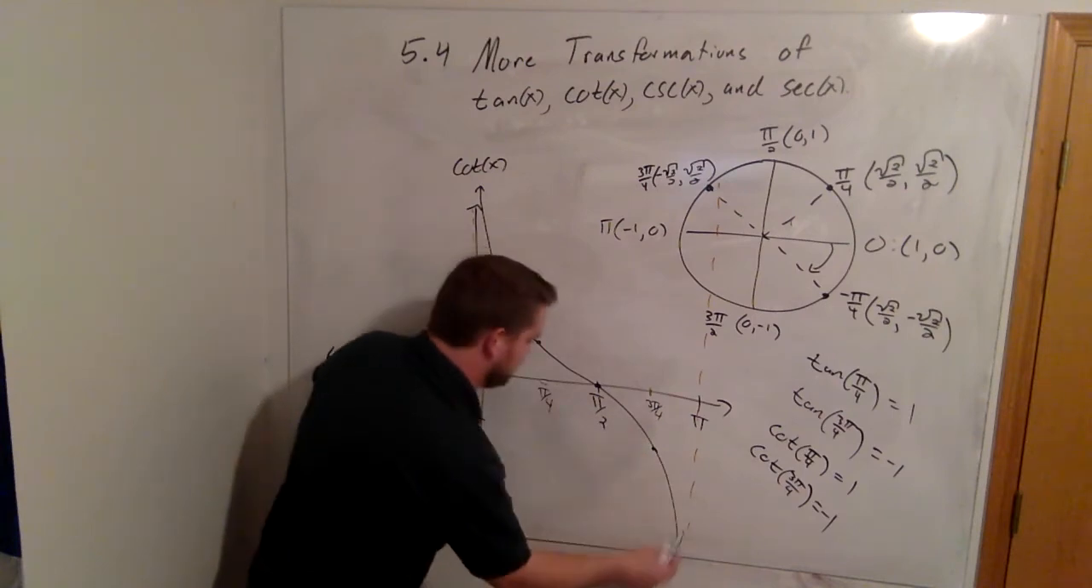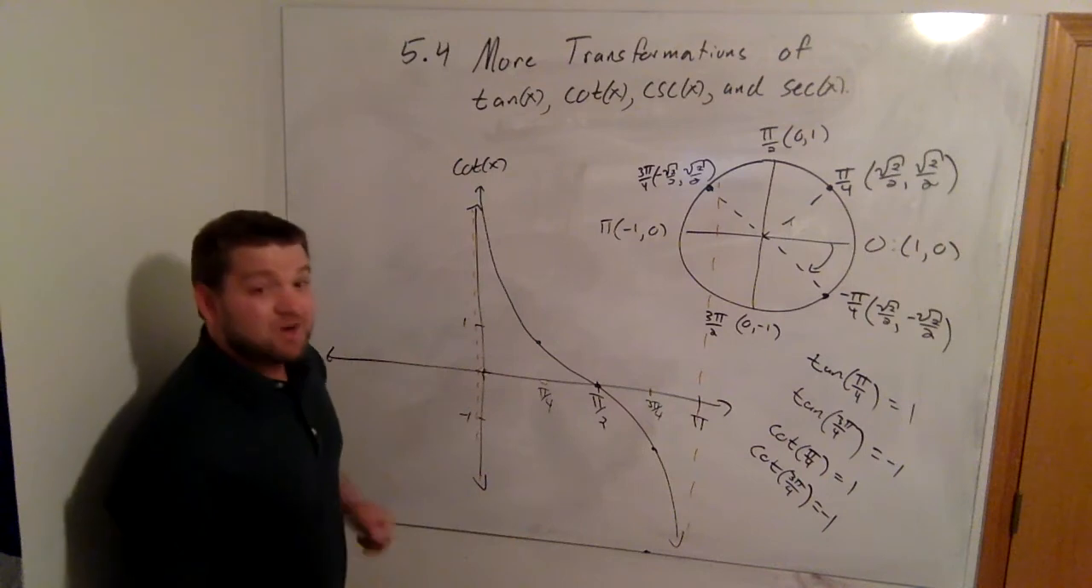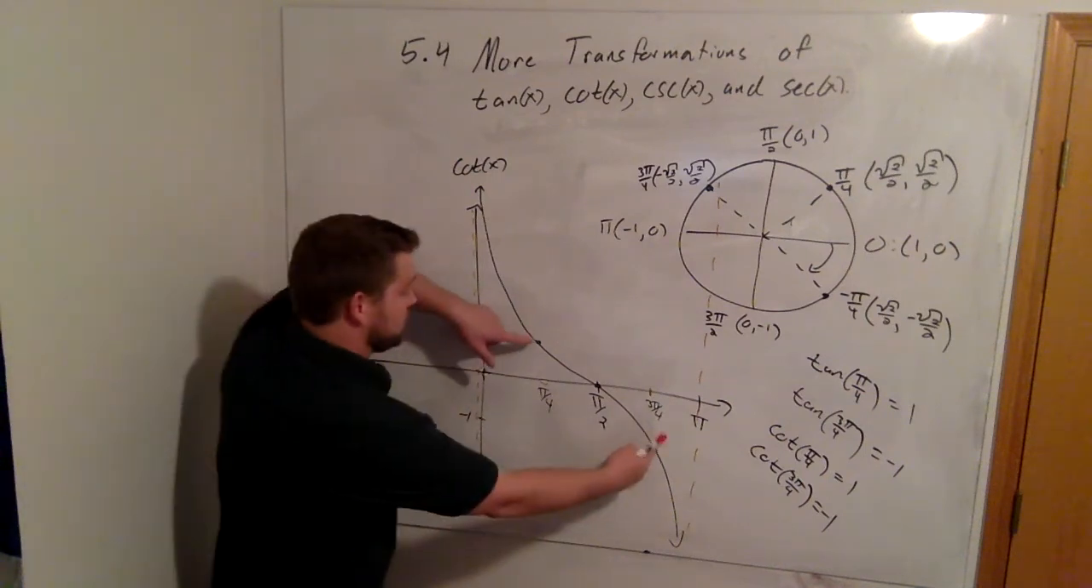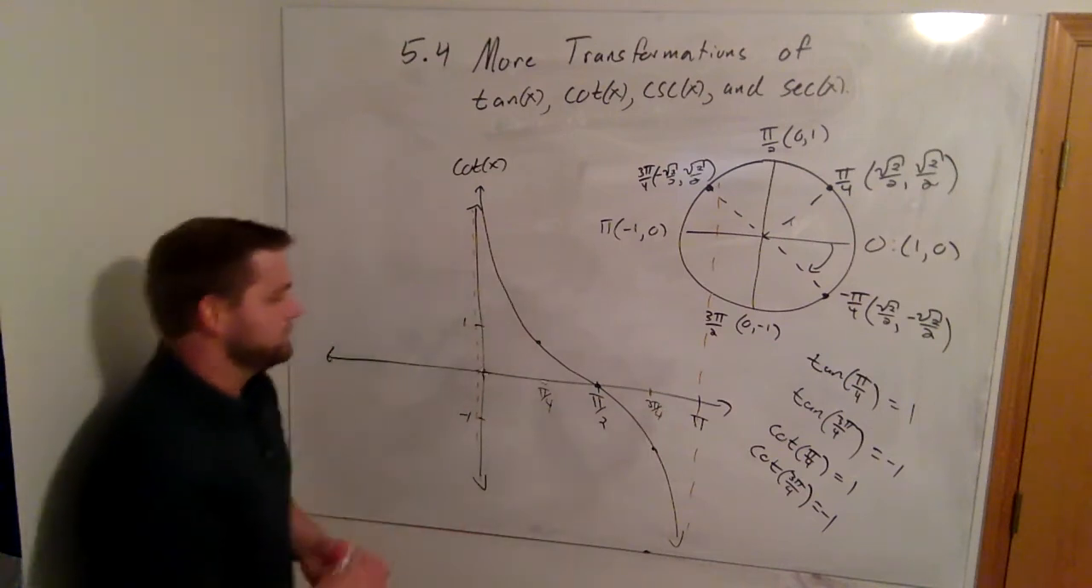So here's a more detailed graph of cotangent of x. I've just recorded 2 extra points here. So if I want to vertically stretch or compress this, I'm basically going to move these points. If it's stretched, I'll move them outward. If it's compressed, I'll move them inward. Let's do an example.